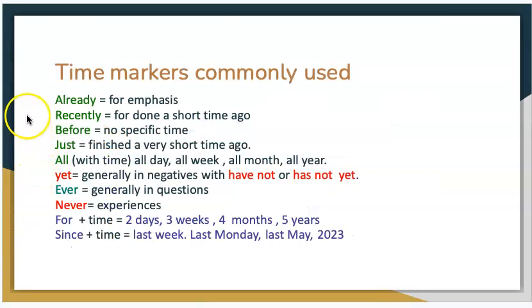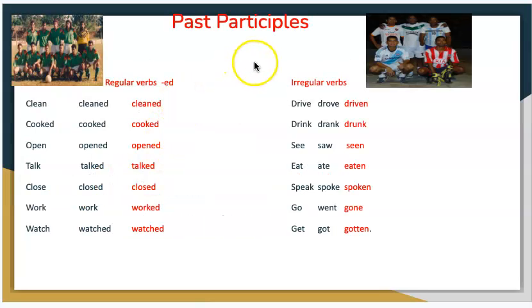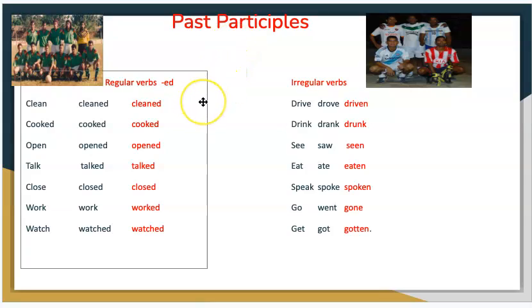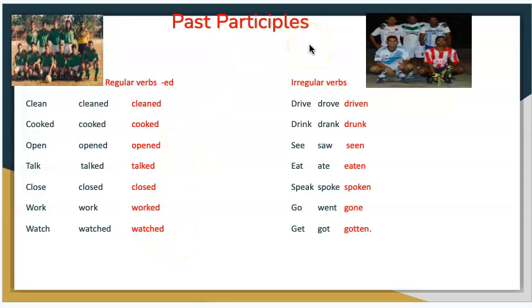So this is how the present perfect looks. Again, this is just a little review. These are common time markers connected to the present perfect. And these are our past participle actions. Remember that if the verb is a regular verb, we are going to use ed at the end. Cleaned, cooked, opened, talked, closed, worked, watched. But if the verb is an irregular verb, we have to do a little bit more work.